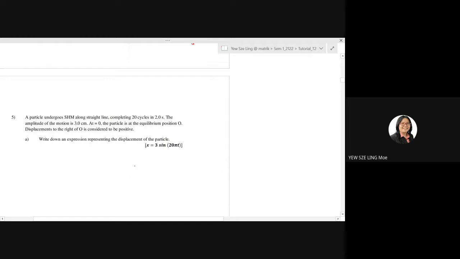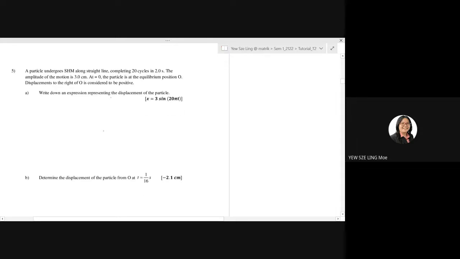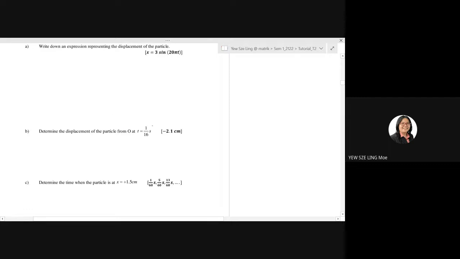Okay, so question 5, basically you can skip it. It just repeats question number 3. If you have space here and want to retry the question, of course you may. It would be good if you can retry it without referring to question number 3, but basically it's the same as question number 3.